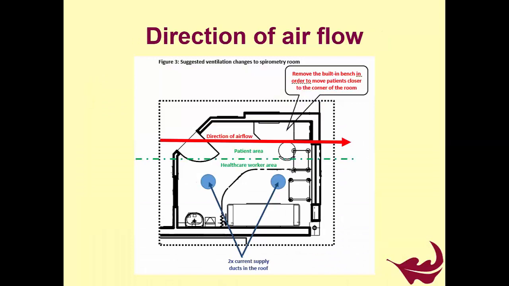This is an example of an evaluation of changes in a spirometry room. There you can see this was a patient evaluation area where I said they need to remove this bench, and you can see here are some supply ducts that come from the roof, and then some benches. So what I said is the patients can come in through this door, sit and do spirometry over there, and we want an extractor fan to the outside over there, and then you get positive pressure from this side, from the healthcare worker area towards the patient.